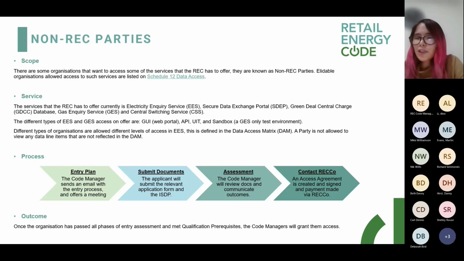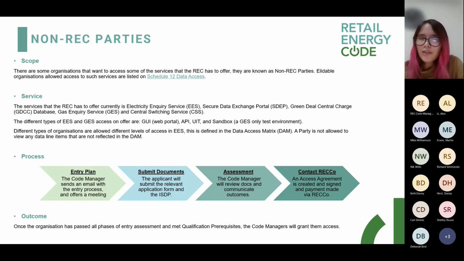UIT is a snapshot of live data in the system, so you can do a lot more of it, whereas Sandbox is a smaller set of dummy data for you to play around with. Depending on what organisation category you are, there are different levels of access you're allowed in both EES as well as GES, and that's defined in our data access matrix. We are unable to provision you any additional data items which aren't approved in the data access matrix unless a change request is raised and approved for the DAM to essentially change.